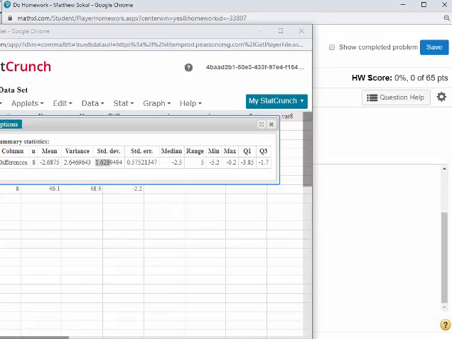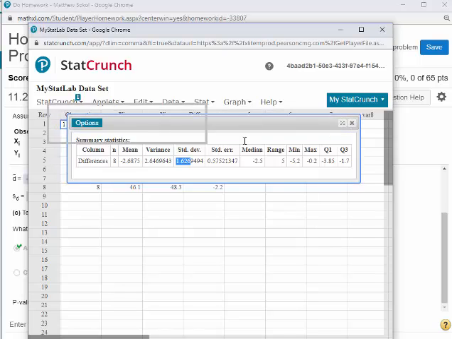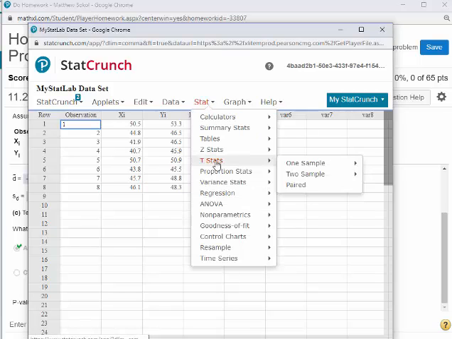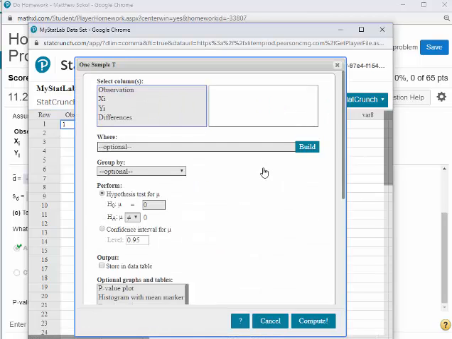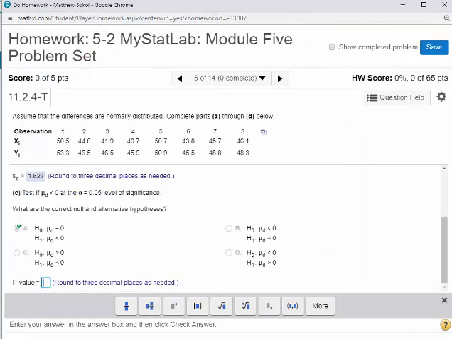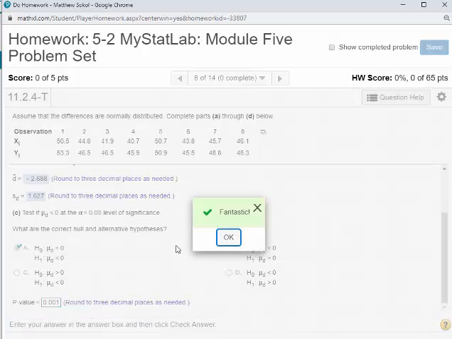So what is the p-value? You're going to have to go back in here. Using this new column of data that you just found, you're going to go Stat, T Stat, One Sample with data. You're going to click on the differences because I want to test that it is less than 0. I'm going to hit compute, and I'm going to get 0.0011. So when I round that to 3 decimal places, I got it. Perfect.